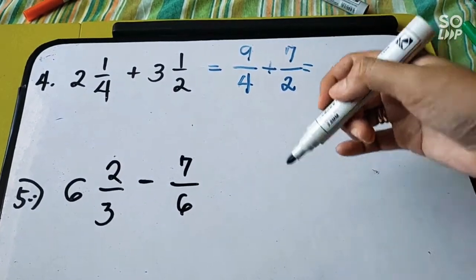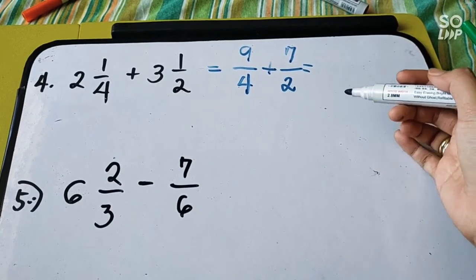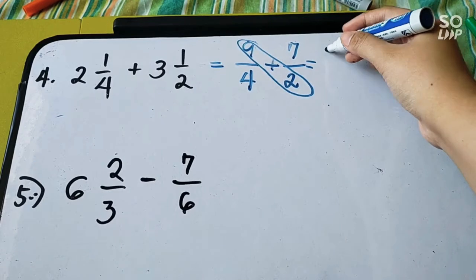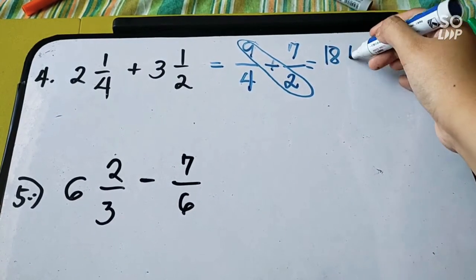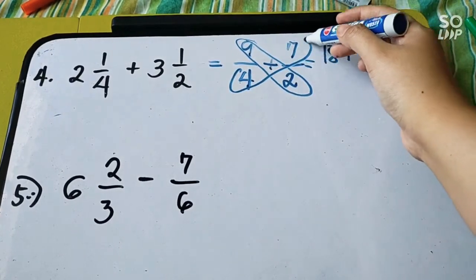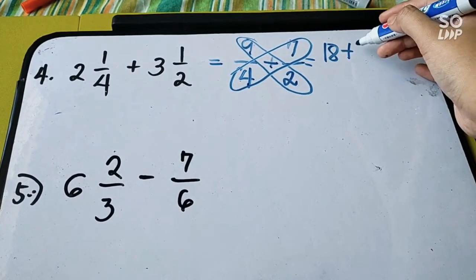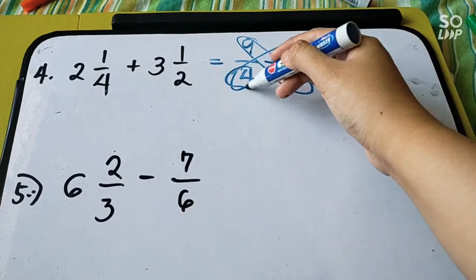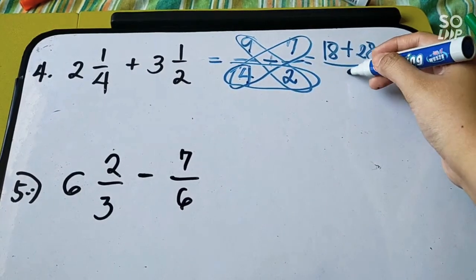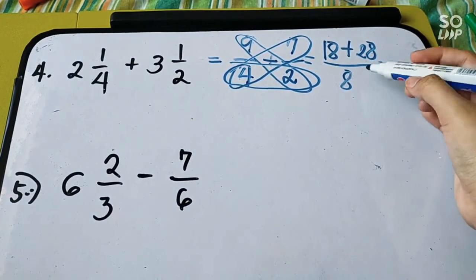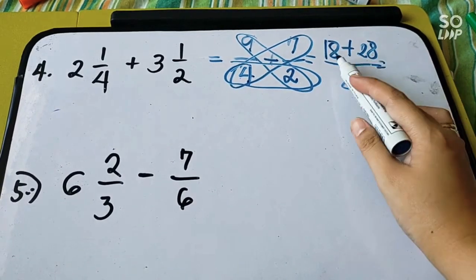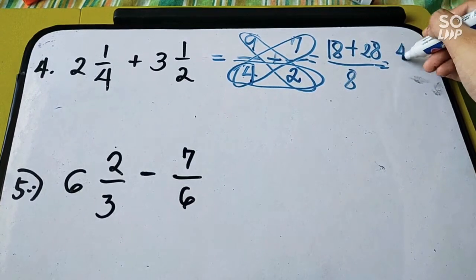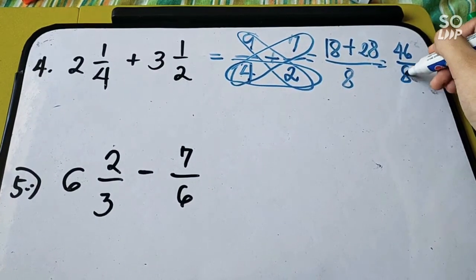Then, punta ka na ulit kay butterfly method. We have 9 multiplied by 2. The answer is 18. Plus 4 multiplied by 7, the answer is 28. Over 4 multiplied by 2, the answer is 8. And then, you are going to add 18 plus 28. The answer here is 46 over 8.